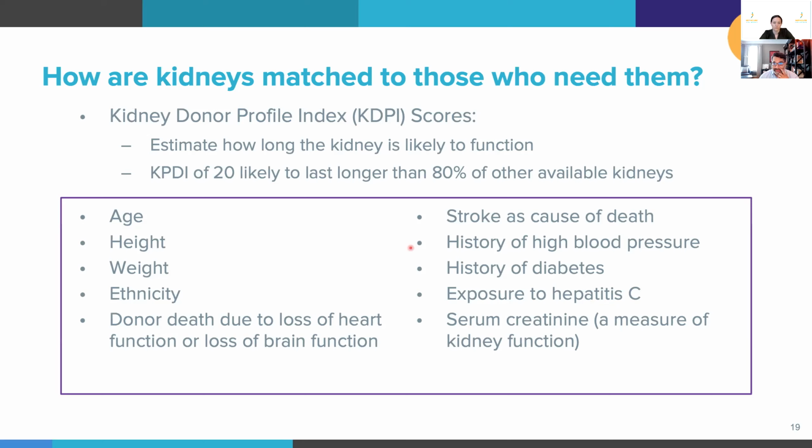And there are a variety of things that go into determining that KDPI, including age of the donor, their height, their weight, their ethnicity, how they died, whether they had a stroke, whether they had high blood pressure, whether they had diabetes, whether they had exposure to hepatitis C, and what their kidney function was at the time of death.